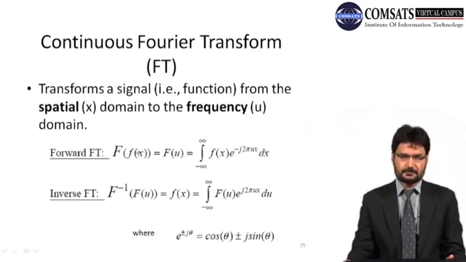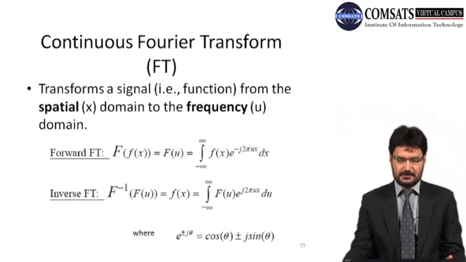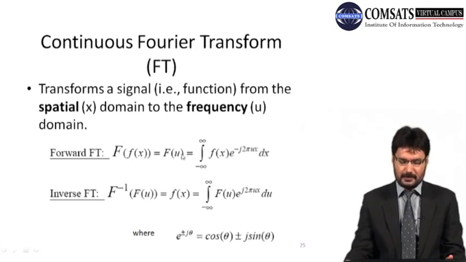So if it is a single dimension, one dimension, then in that situation we simply use the spatial variable x, and we have the frequency u as the output domain. So what we do, we have the forward transform, that is f of x to F of u, and then we have the transformation function, the Fourier transformation, that is the integral from minus infinity to infinity of f of x, e to the power minus j 2 pi ux, dx.